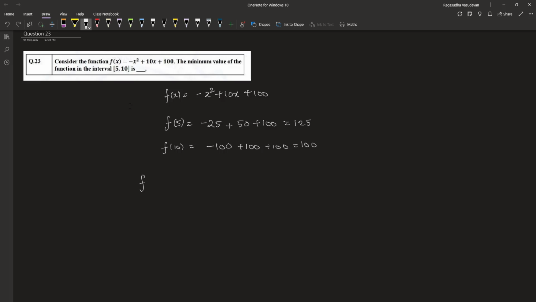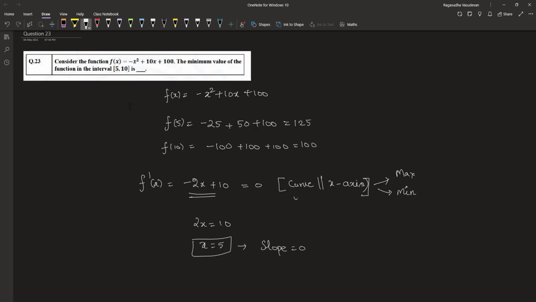The equation of slope of this function, f dash of x, is equal to minus 2x plus 10. When the slope is 0, it is said that the curve is parallel to the x-axis. So at this point, it could be a maxima or a minima. So first let us find out the points where the slope is 0. So 2x is equal to 10. Therefore, when x is equal to 5, the slope is 0, or the curve is parallel to the x-axis at x is equal to 5.